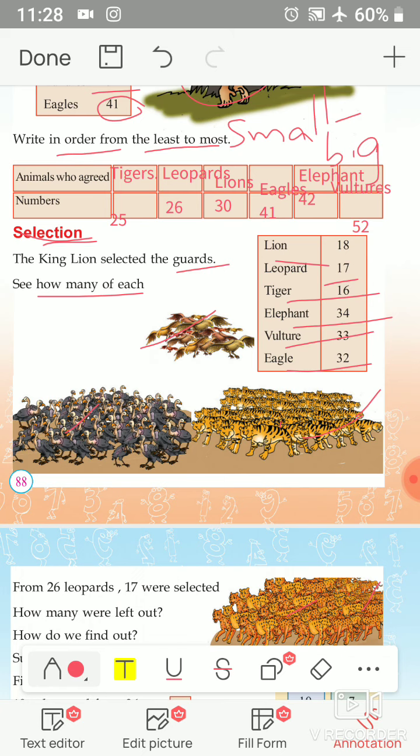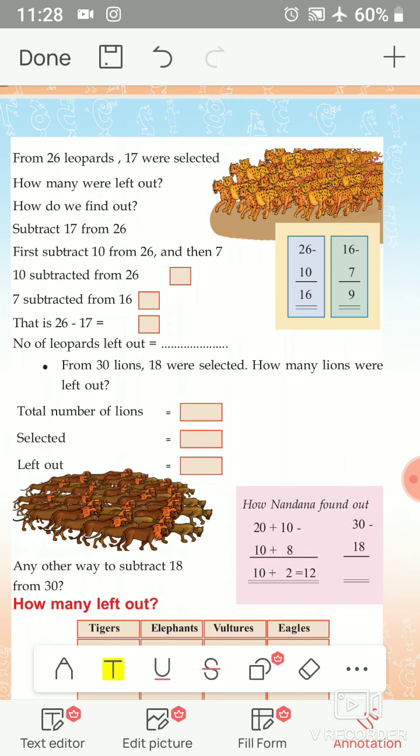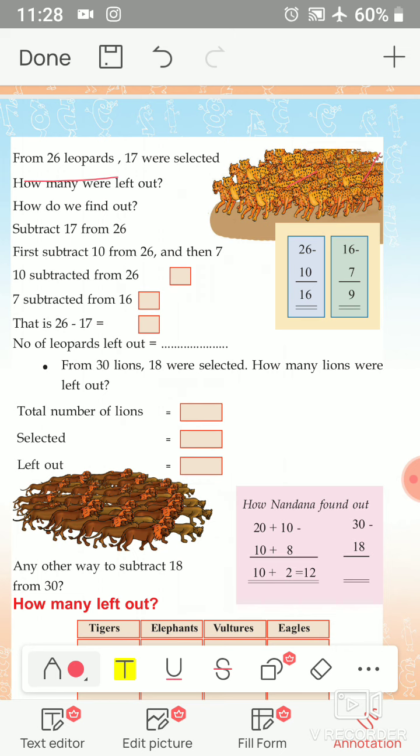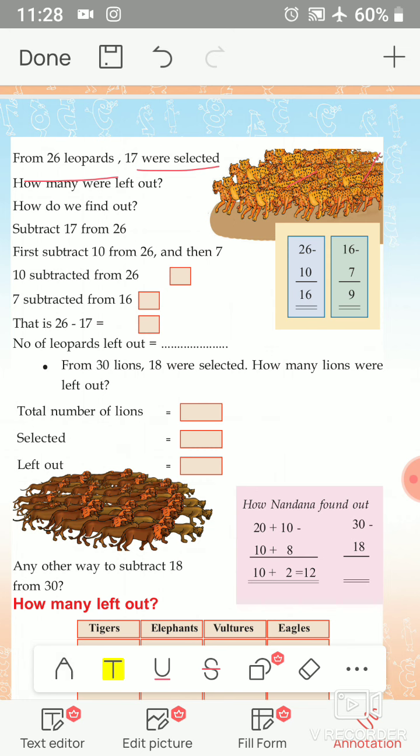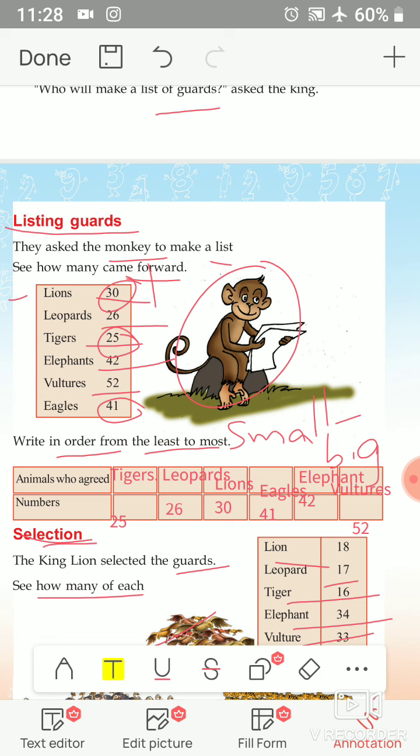Okay. Next, turn to page number 95, 95 in our teacher text. Look here. In this, from 26 leopards, 17 were selected. Look at this leopard. Total how many leopards are there? Yes, 26 leopards. Total 26 leopards are there.